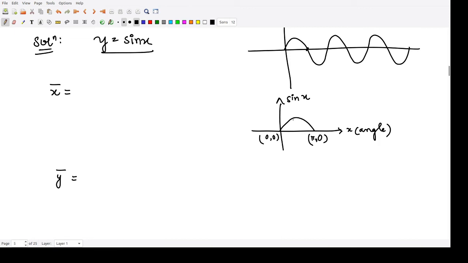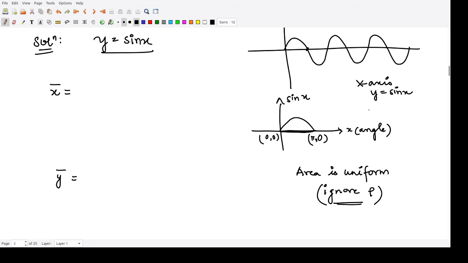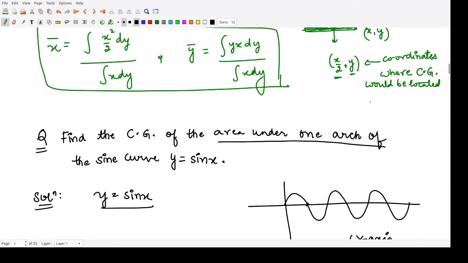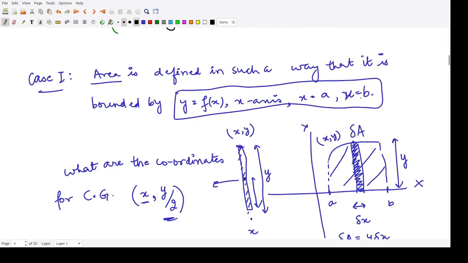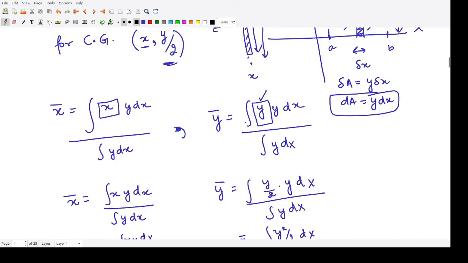Here we'll assume that the area is uniform, so we'll ignore the quantity, we'll ignore rho. So what would be this x bar? Now you have to see, this is symmetrical about, this is given, this area is bounded by the x-axis and the curve y is equal to sine x, and the points x is equal to 0 and x is equal to pi. So which formula will we be using? In this case, we'll be using this formula.